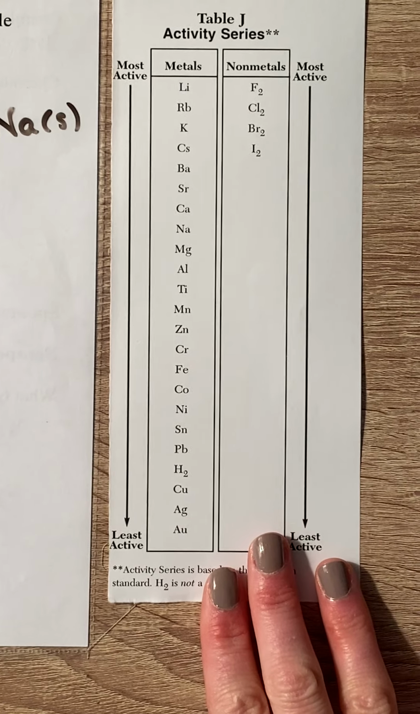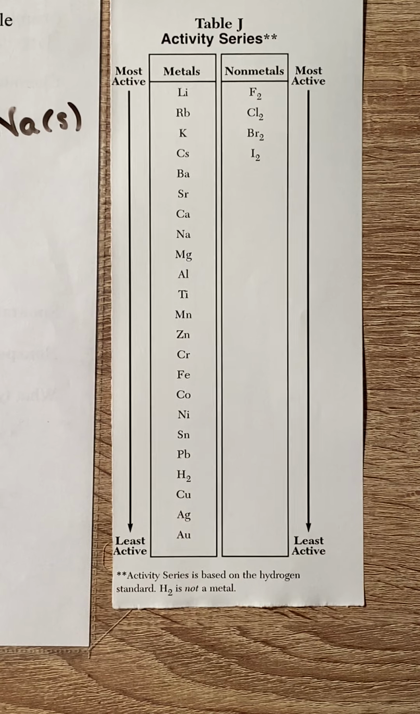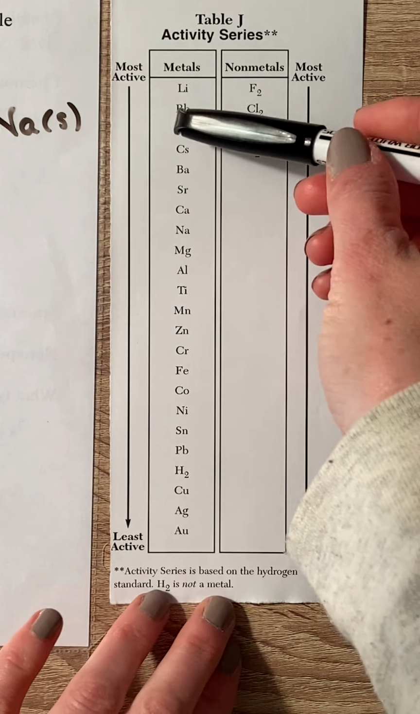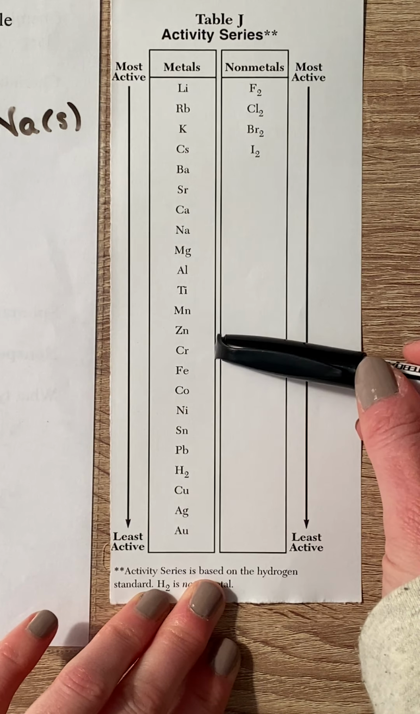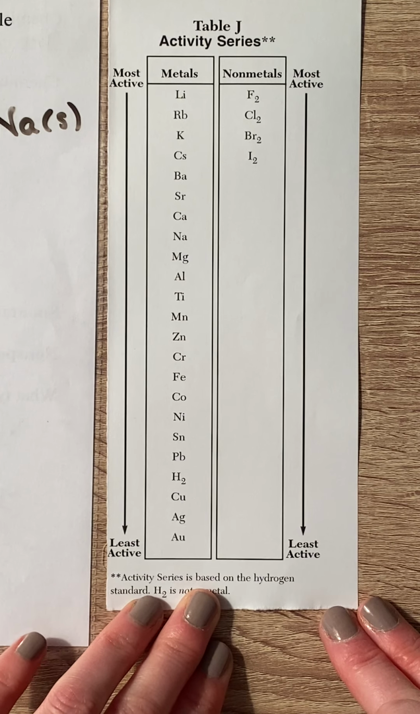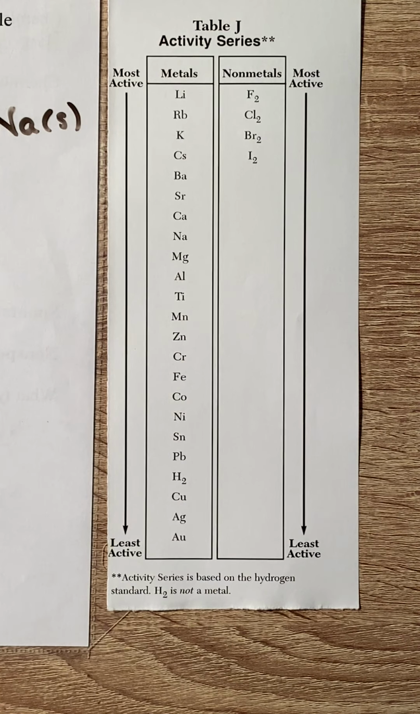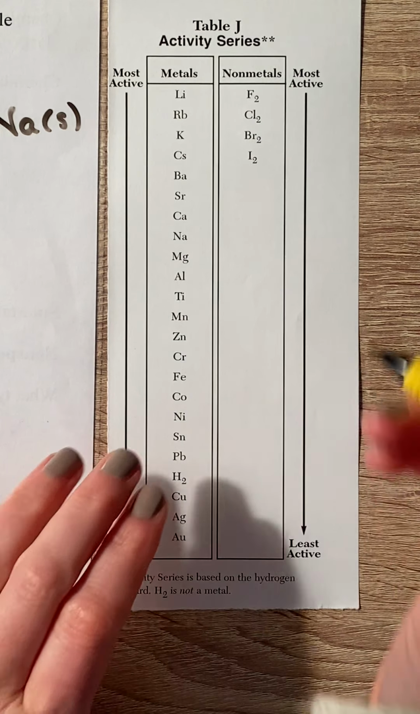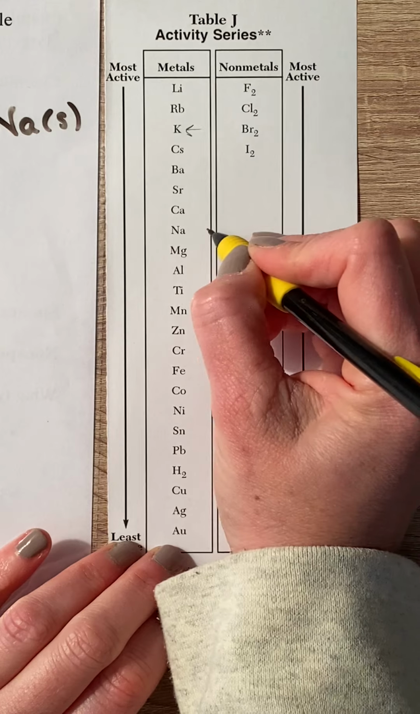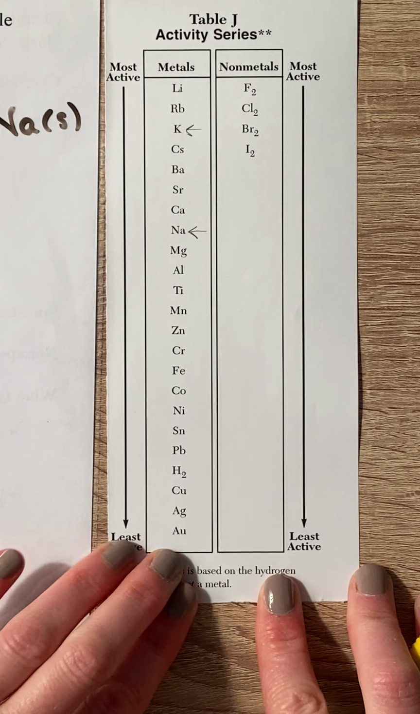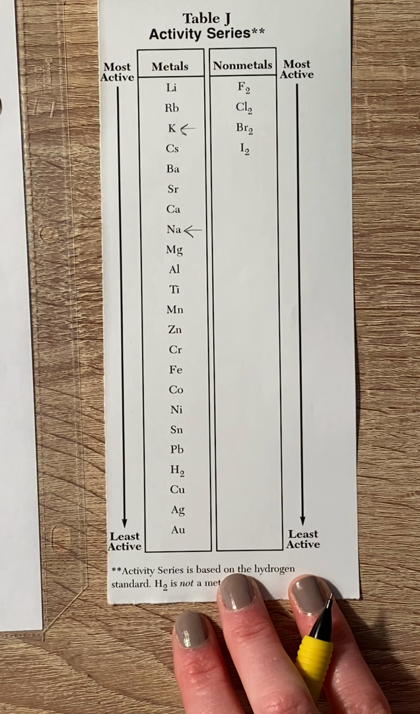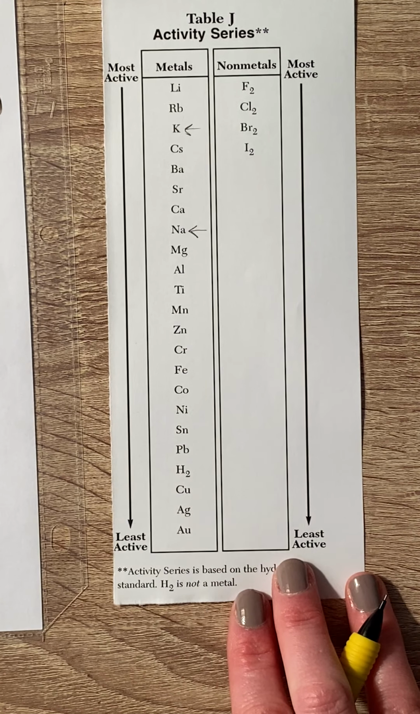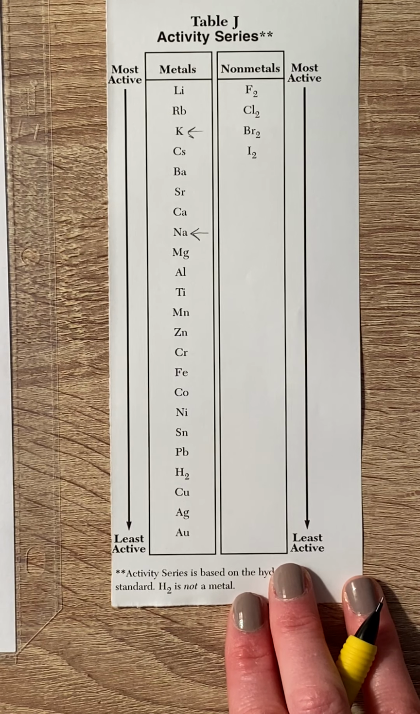Now, table J is called the activity series. We're going to first start with the series on the left-hand side, which is metals. There's one thing here that is not a metal, and you'll find that when you do the worksheet. So now the metals that we just had in our reaction were potassium and sodium. Here's the rule. If the single element in a single replacement reaction is more active than the element it would be replacing in the compound, the reaction is spontaneous.